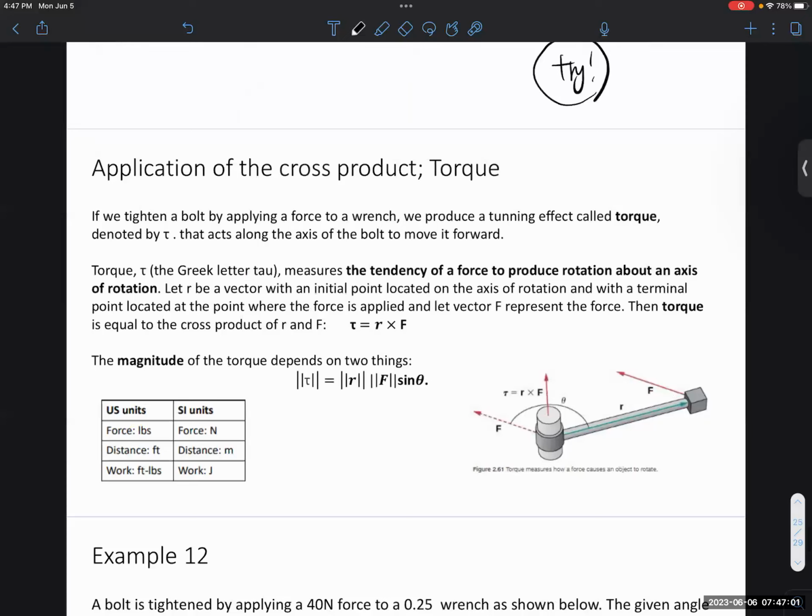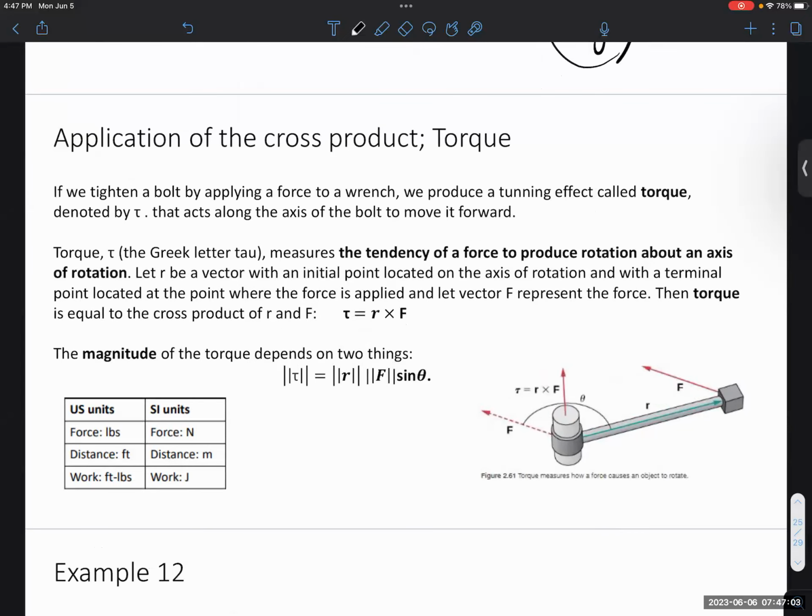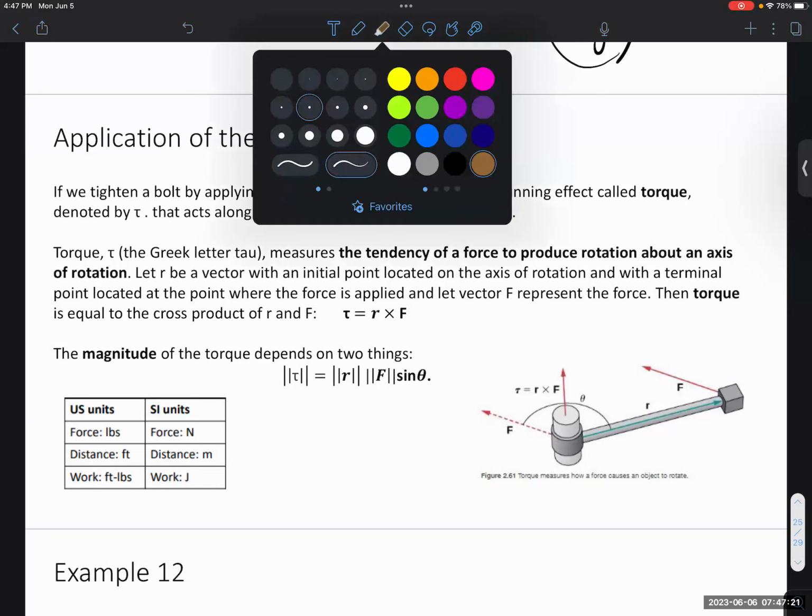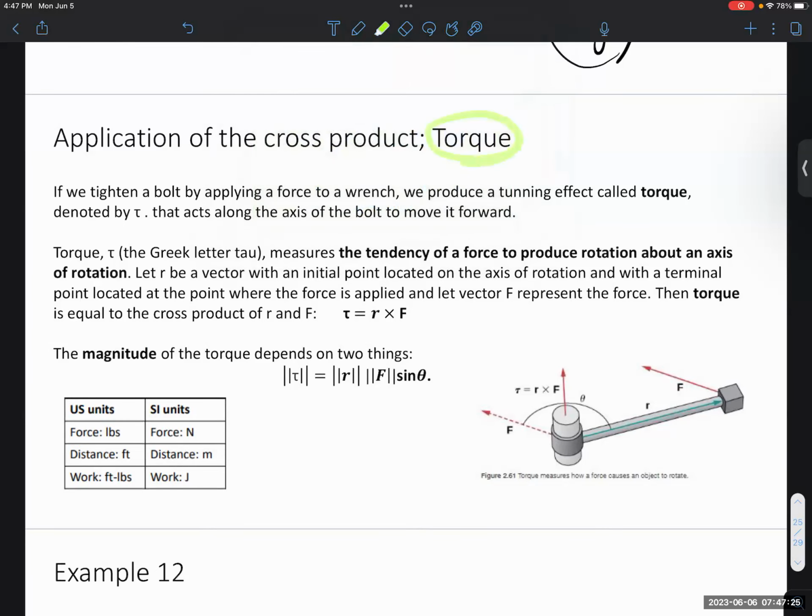The last one is right there. All right, what is this? This is the last application where you're going to see parallelograms, the cross product application. Let me read it. Application of the cross product: torque. This is the language terminology.